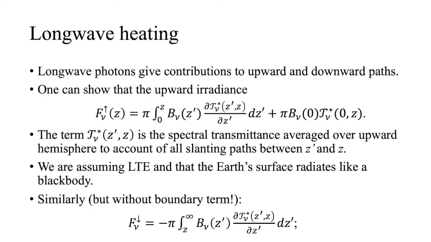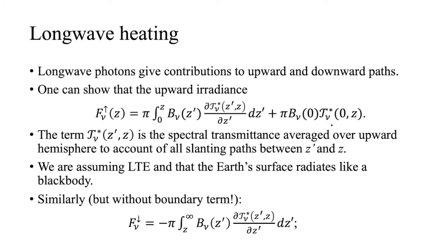In terms of longwave heating, on the other hand, longwave is slightly more complicated because now some photons are contributing to the upward direction, and some are contributing to the downward direction, sort of scattered back, if you will. And this is simply another way of writing the solution to Schwarzschild's equation, if you will.